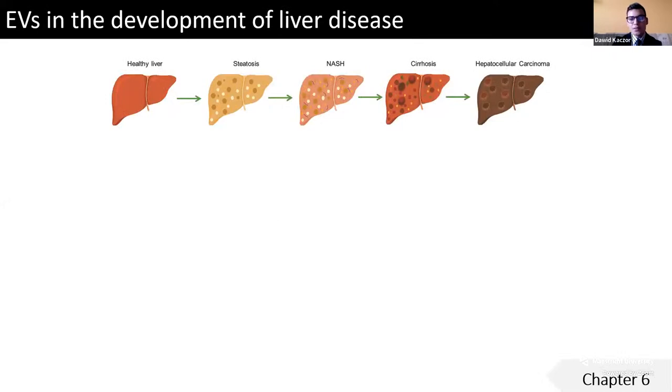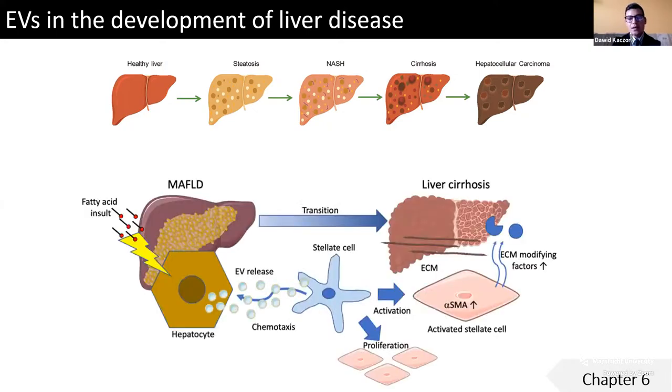Then, metabolic-associated fatty liver disease is a leading cause of liver transplantation. Lipid accumulation by hepatocytes leads to liver steatosis that further progresses to non-alcoholic steatohepatitis, NASH, cirrhosis, and finally hepatocellular carcinoma. Key pathological steps are the activation and transdifferentiation of hepatic stellate cells. Here we hypothesize that hepatocyte-derived extracellular vesicles modify the phenotype of stellate cells.